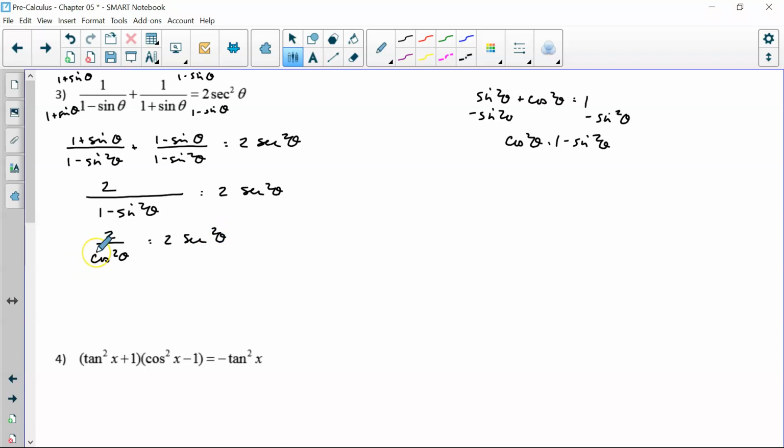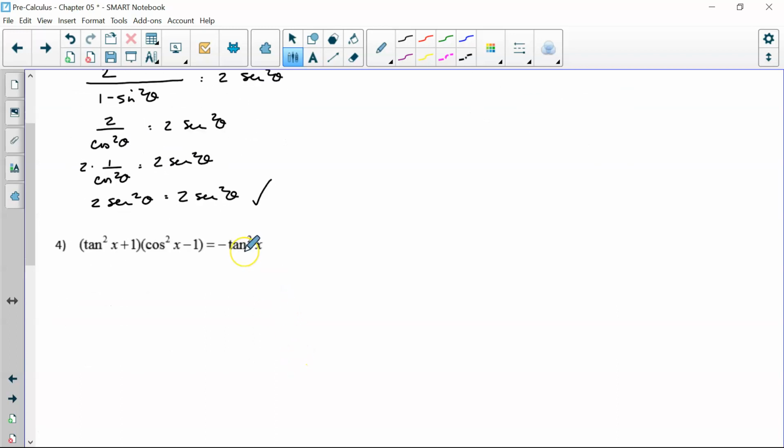Now, 2 over the cosine squared, that is the same as 2 times 1 over cosine squared theta. And now 1 over cosine, that's the secant. That's that reciprocal identity. So it's 2 secant squared theta equals 2 secant squared theta. We just verified that identity. The key with these is making sure you have your identities with you and looking to see how can I get the left-hand side to equal the right-hand side.